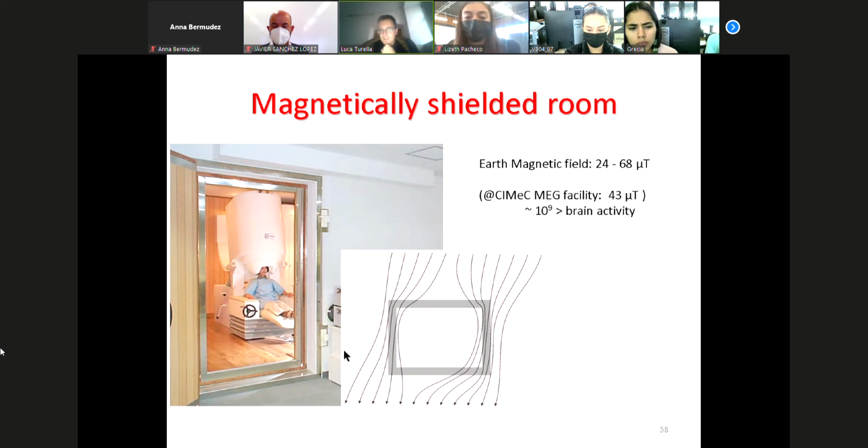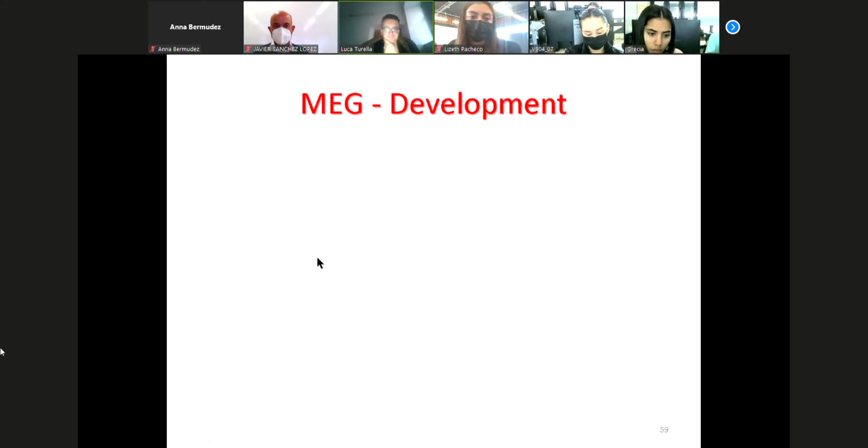So the idea is that with this magnetically shielded room, we manage to confine or minimize the effect of the Earth magnetic field, and then we can have a much less distorted signal in the center of the room, okay? This type of magnetically shielded room, for example, in our site, cost around €500,000. Just to give you an idea of the type of cost that these kinds of things might have.